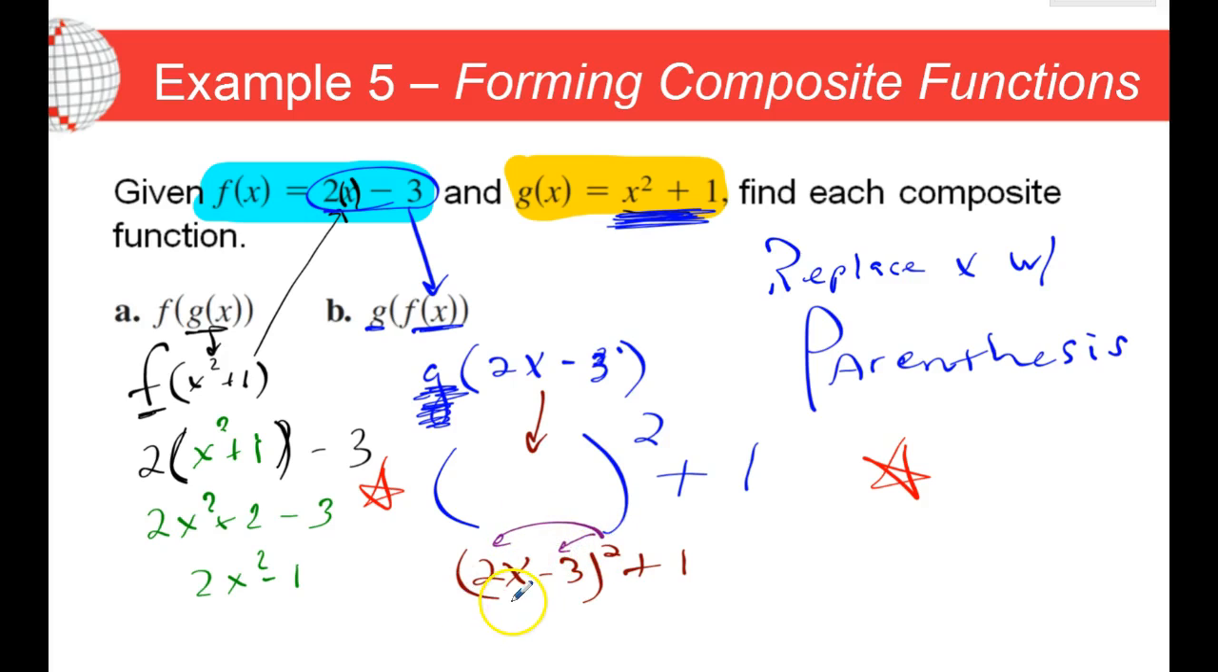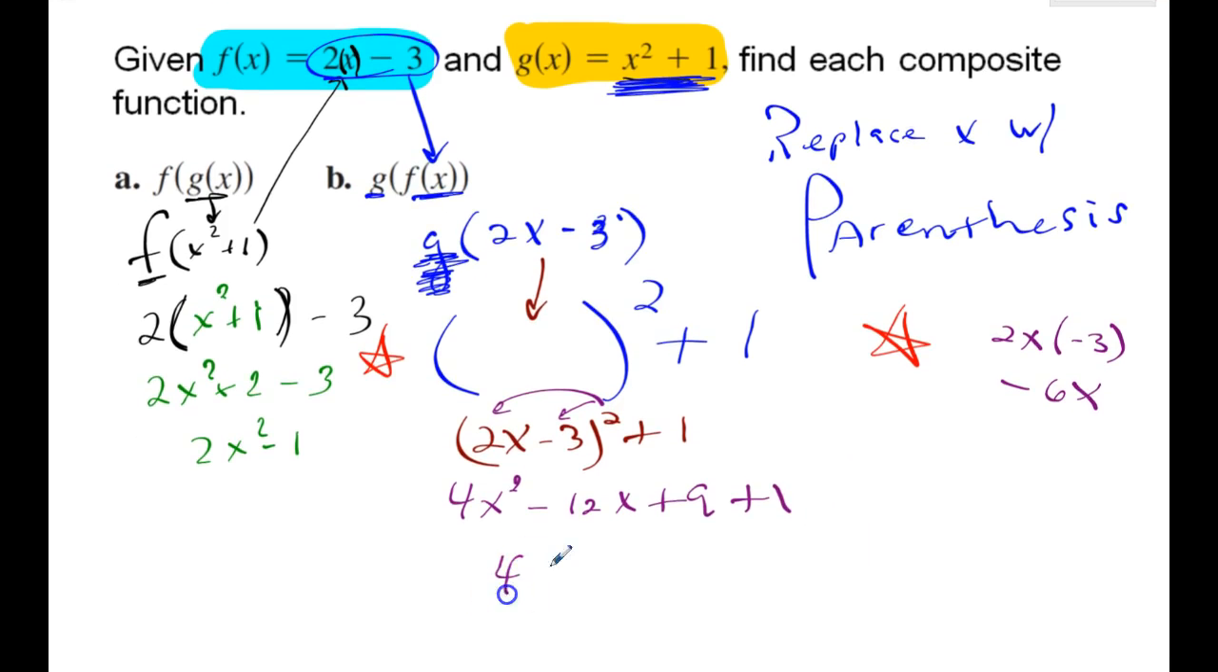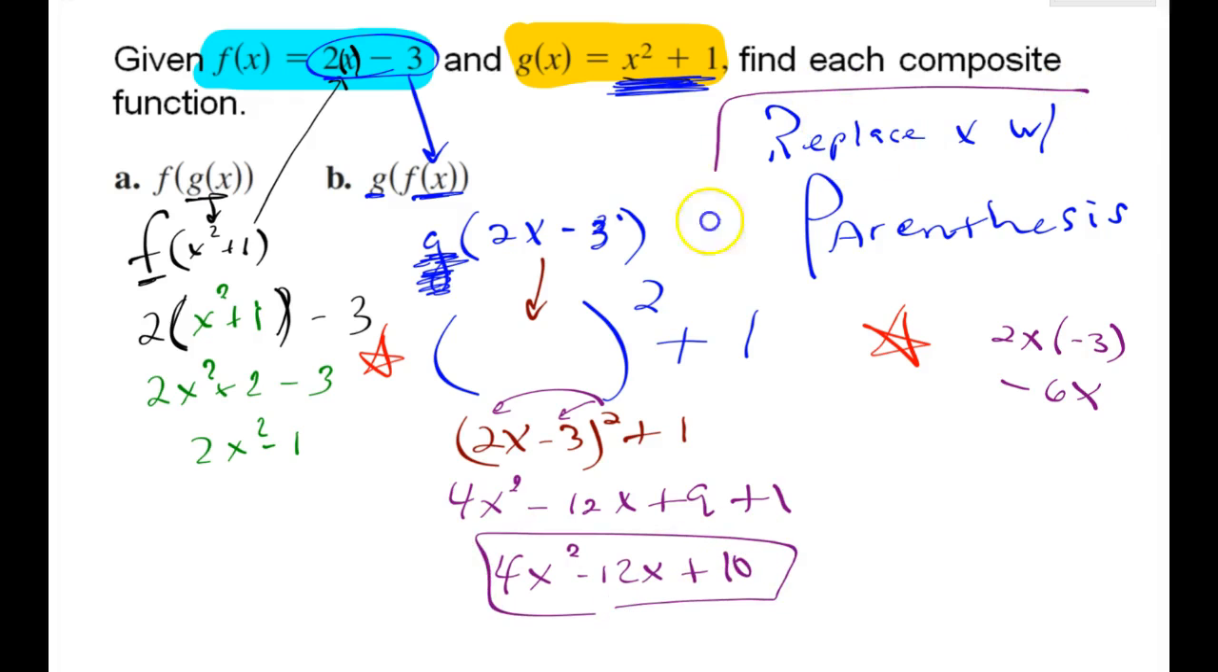Can't distribute. So the rule is square the first, twice the product, and the product of 2x and a negative 3 is negative 6x, and I'll double it. Negative 12x plus 9 plus 1. So this final solution is 4x squared minus 12x plus 10. So for composite functions, replace x with parentheses.